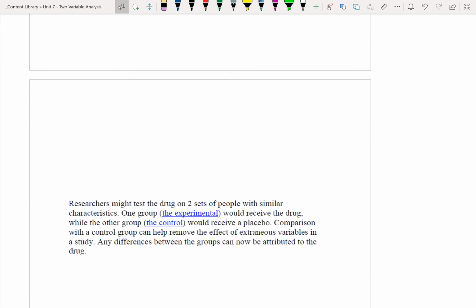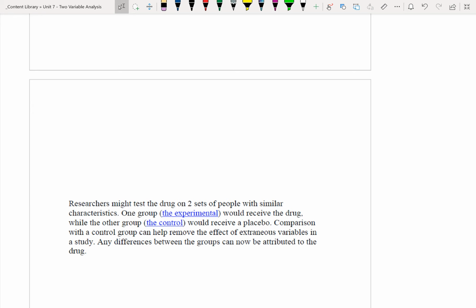So researchers might test the drug on two sets of people with similar characteristics. One, the experimental group, would receive the drug, and one, the control group, would receive a placebo or a drug that does nothing. The comparison with a control group can help remove the effect of extraneous variables in the study. Any differences between the groups can now be attributed to the drug.